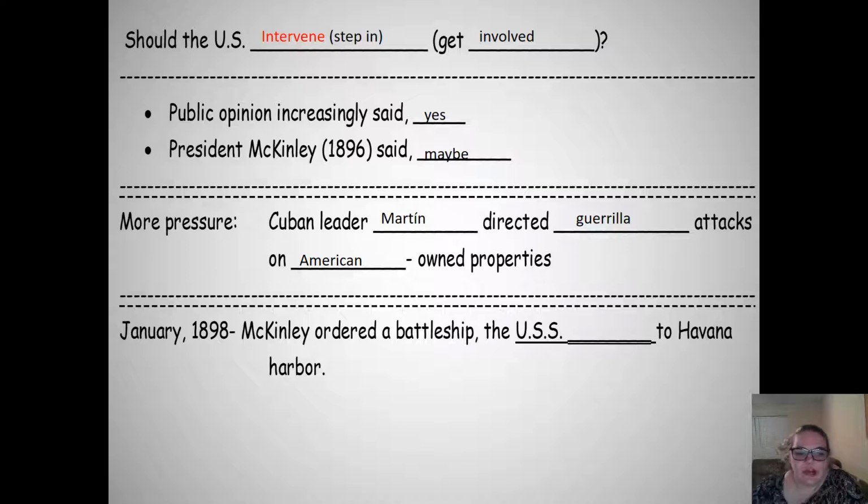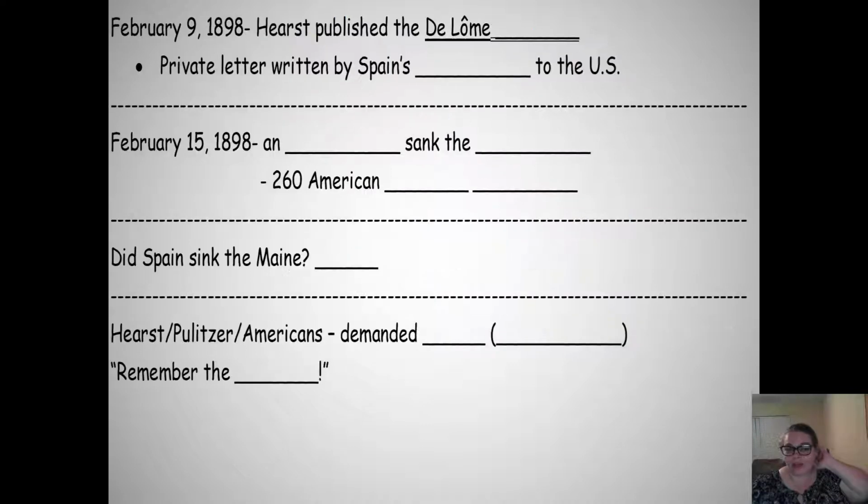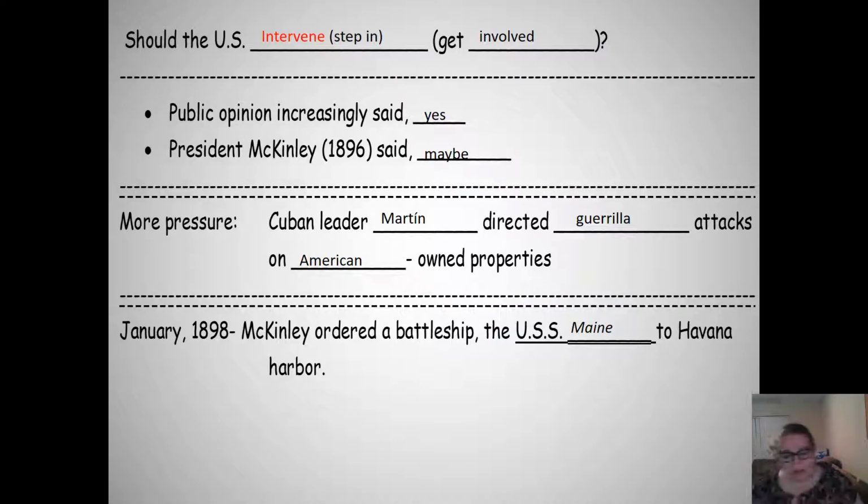So in January 1898, McKinley orders a U.S. battleship, it was the USS Maine, to Havana Harbor in Cuba. Okay? Now, its only job, the only job of the USS Maine, was to protect American properties. Okay? They were not supposed to get involved in the war. They were just there to protect Americans in Cuba and American property in Cuba.